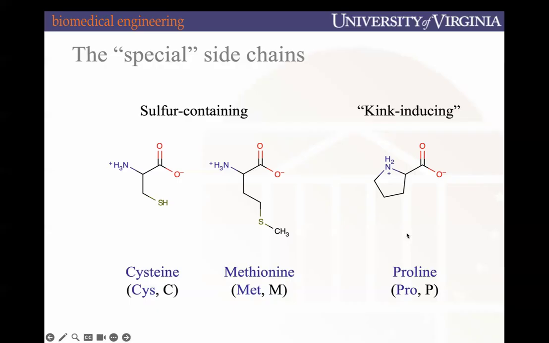What's really unique about this one, as you can tell by its structure, is that the side group bends back around to the amine here. And so this structural property of proline can actually induce kinks in a protein. For example, one of the most abundant proteins in our body is collagen. That's made up of a lot of proline, and because of that, it has a helical structure where there's constantly kinking around that determines the structure of collagen.